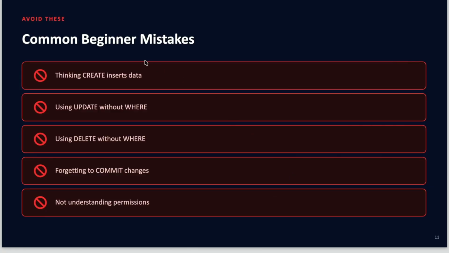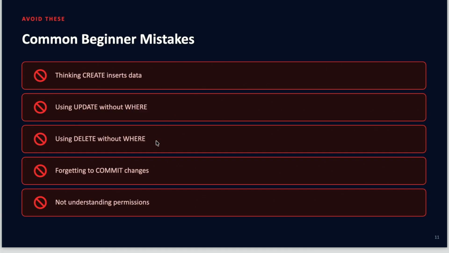Some of the common mistakes people make, or beginners' mistakes, is they think create inserts data. No, create is used to create that table, not to insert data. When you use create, the table will be created, but there will be no data inside the table. Using update without where: if you use update without where, then the whole table will be updated. For example, I have updated name to Aman and I didn't use where on student ID. So what happens? All the student names will be updated to Aman.